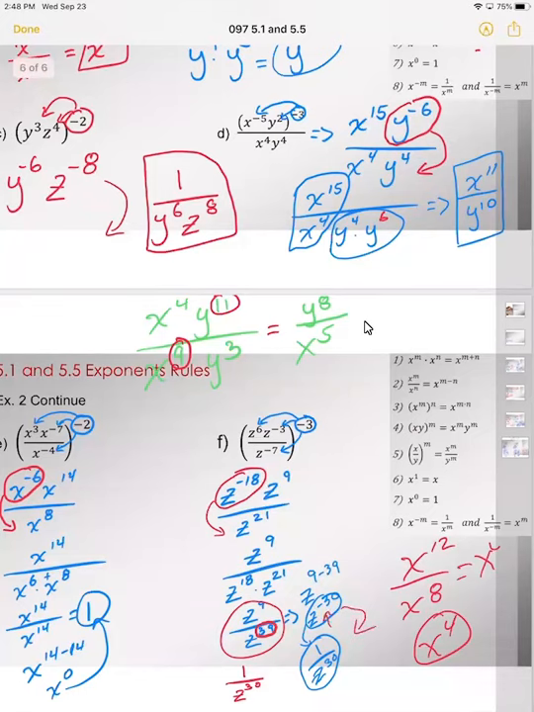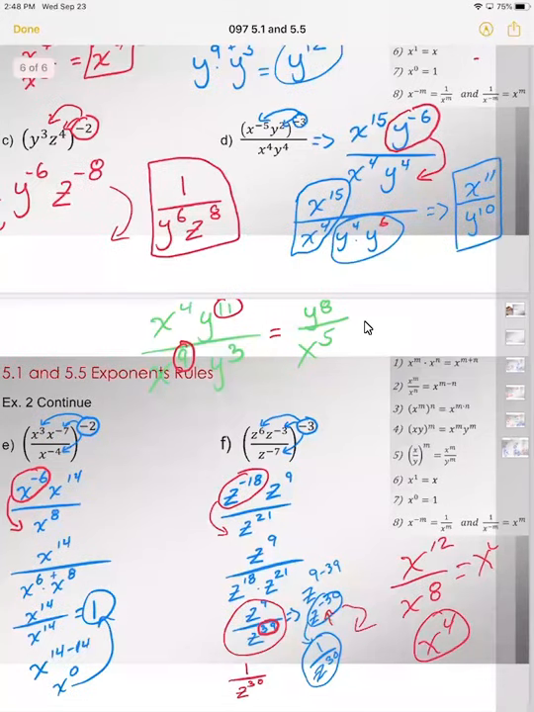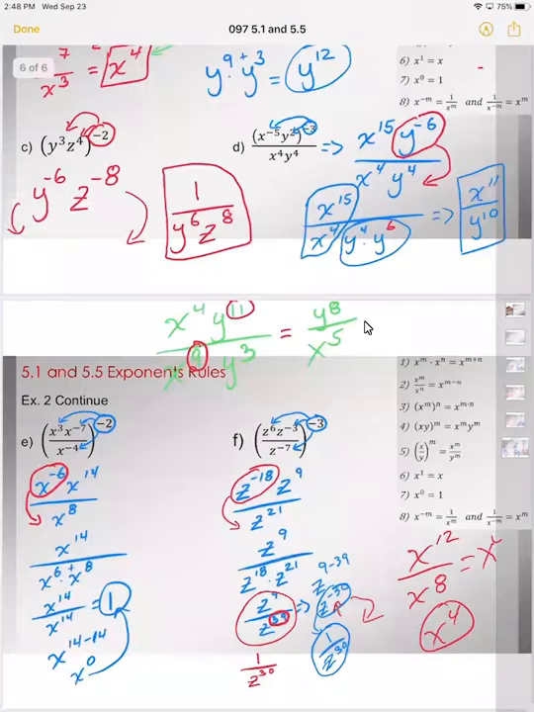But again, any question with E or F, or how did we apply the rule to the problem, or how your problem looked like in 5.1 and 5.5? Any question at all, ladies and gentlemen?